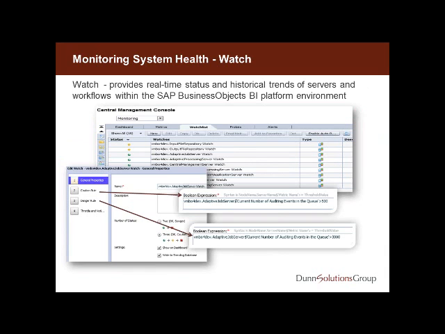So I mentioned watches on the system. What's a watch? A watch is a process that you can create that will provide real-time status and historical trends of the servers and workflows that exist in the BO environment. A watch is usually associated with a server on the platform or a group of servers, such as a job server or a processing server, or a reporting server in the case of Webi. And two rules can be identified. One is a caution rule, and the other is a danger rule.